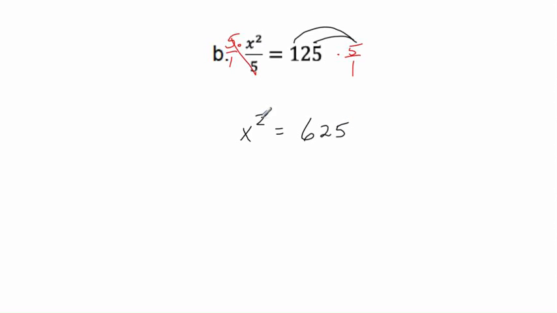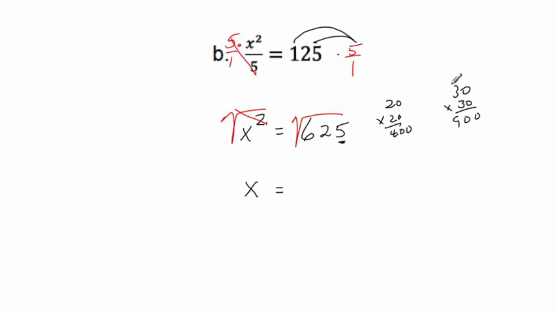Okay, we have a square. So we're going to do the opposite, which is square root. Square and square root cancel. So I'm left with my x by itself. And then the square root of 625, well, we know it ends in a 5. And we know that 20 times 20 is 400. And 30 times 30 is 900. So 625 is between there. So what's between 20 and 30 ends in a 5? Well, of course, that would be 25. So your estimation skills will work here.